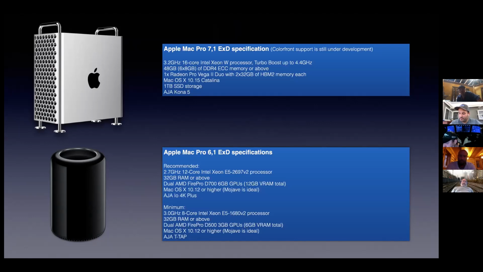And currently we fully support the trash can, the 6.1. And you should have a minimum of an 8-core proc with the D500 cards, but we would prefer that you were running a 12-core proc with the D700 cards. And performance is very good. And there you'll use a Thunderbolt I/O, either an I/O 4K Plus or an AJA T-Tap. It will work with Blackmagic I/O, but we strongly prefer AJA. We have a lot of integration with AJA and a lot of controls in the video preferences tab that are specific to AJA products. All right.